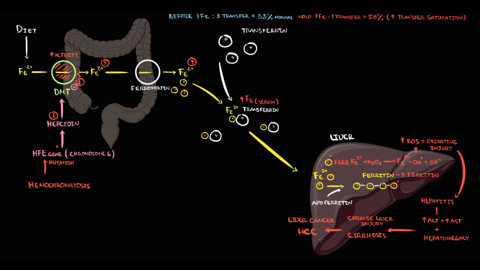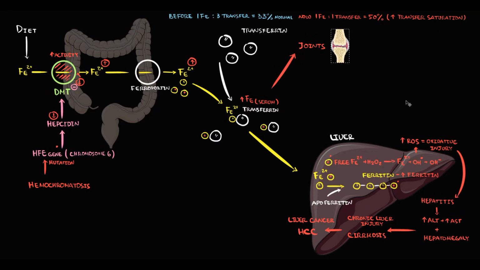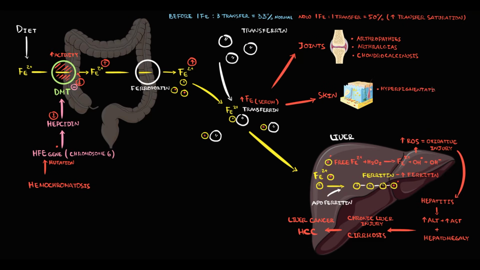But liver is not the only organ where free iron molecules begin to accumulate. Free iron molecules begin to deposit in the joints, where progressive accumulation of free iron molecules causes arthropathies, arthralgias, and chondrocalcinosis. Also, free iron begins to deposit in the skin, where it causes hyperpigmentation, which is one of the hallmarks of so-called bronze diabetes. Deposition of free iron in the heart results in development of cardiomyopathies, usually restrictive or obstructive.